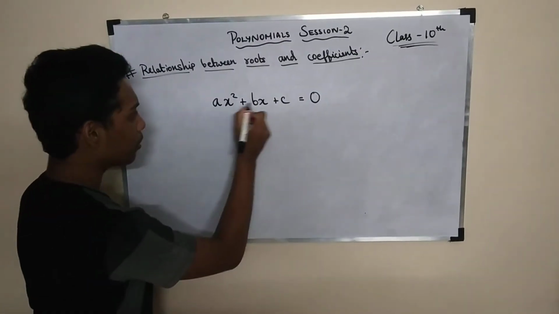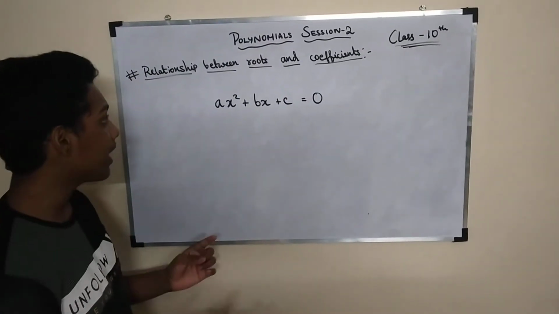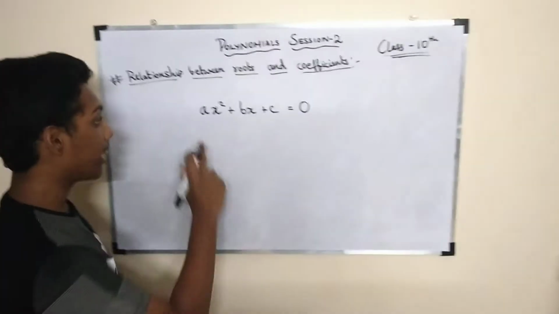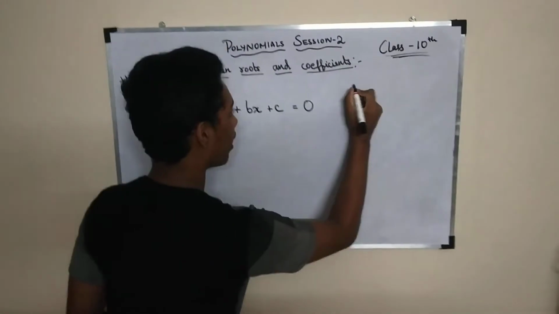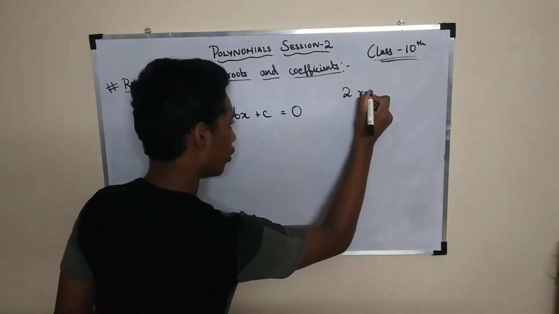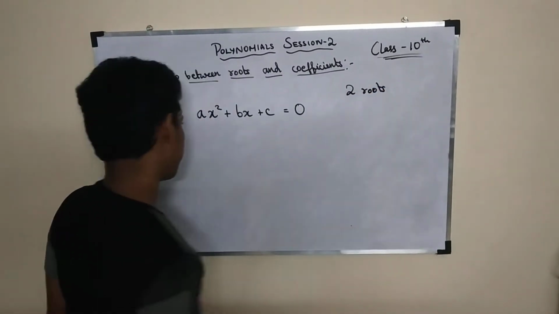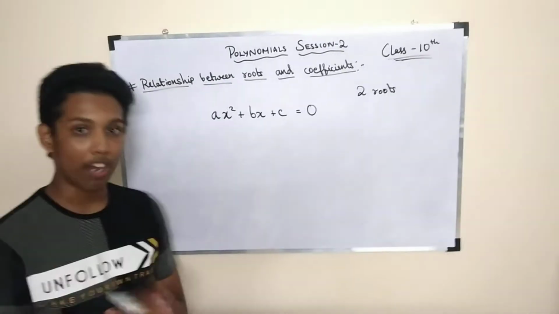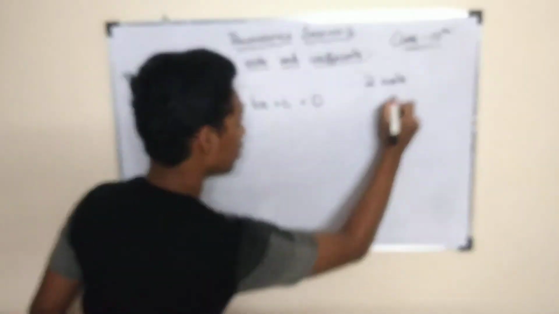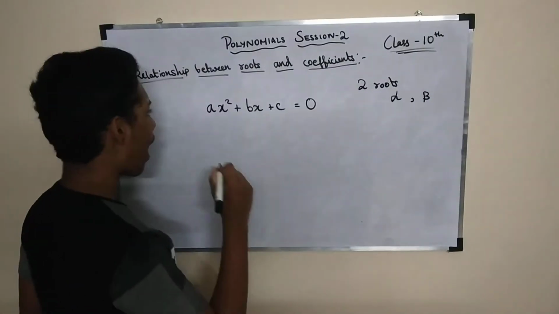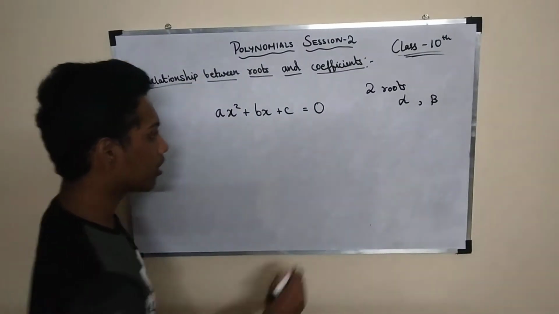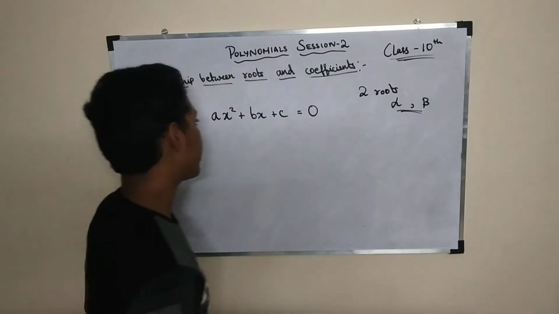Now this x we know as the root. Let's take two roots, because a quadratic polynomial will have two roots, or you can say two zeros. Let's take alpha as one root and beta as the other. Remember, we are taking alpha and beta as the roots.